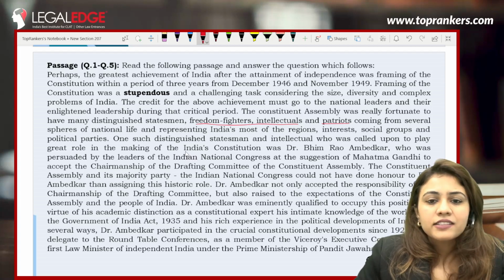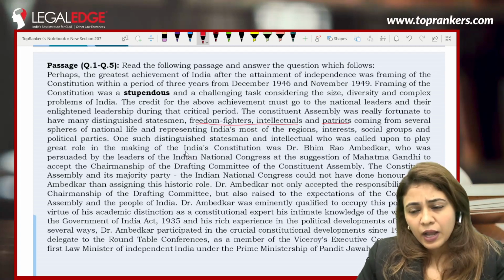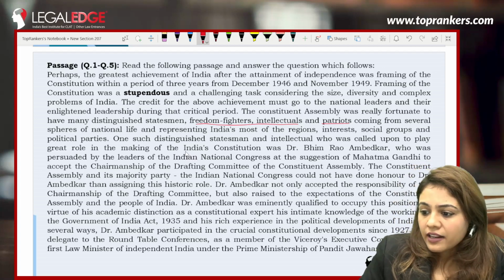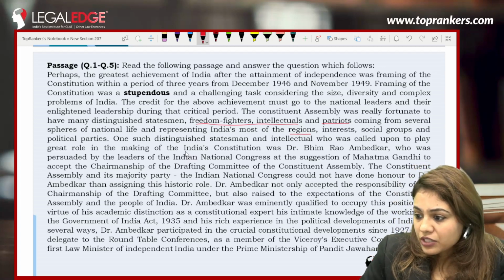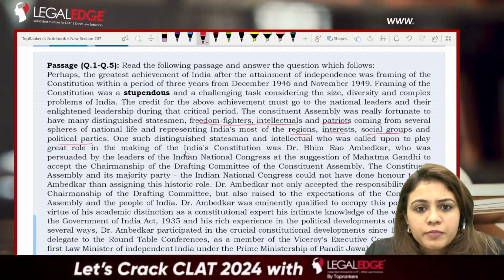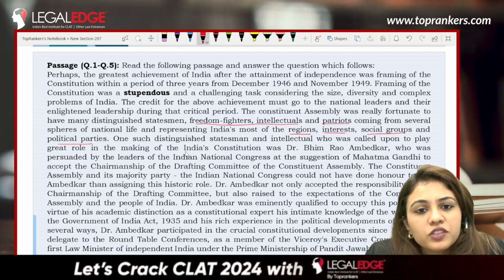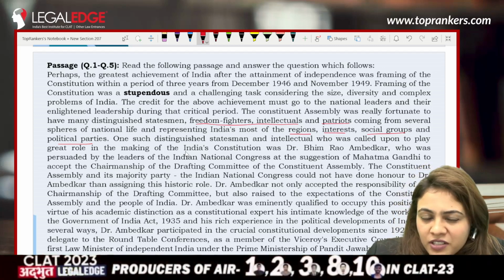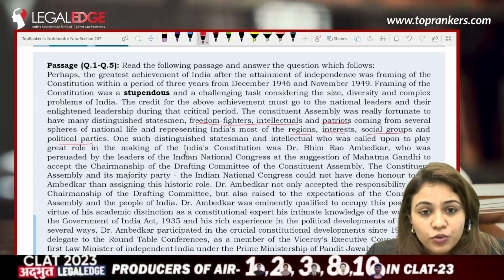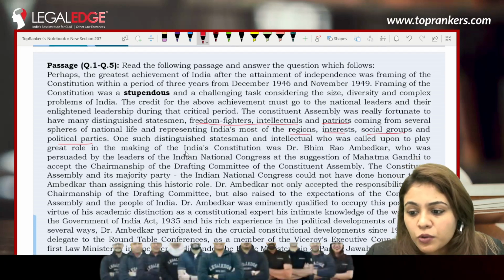Also, these leaders came from different flanks, different sides, and they represented most of India's regions, interests, social groups, and political parties. That basically means when our constitution was constituted, we kept in mind that inclusivity is a really big element. हमें सारी चीज़ों को include करना है, सारे ही लोगों को include करना है.